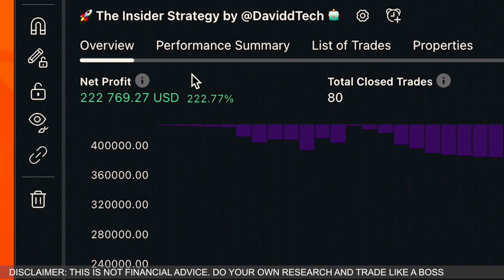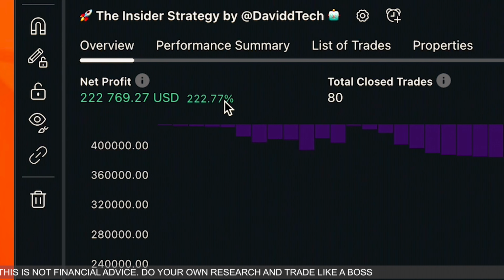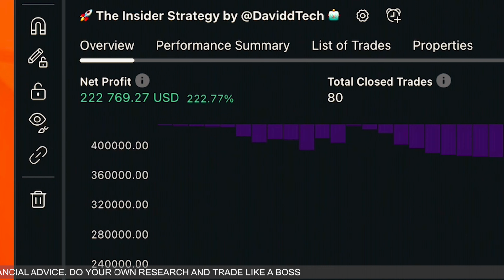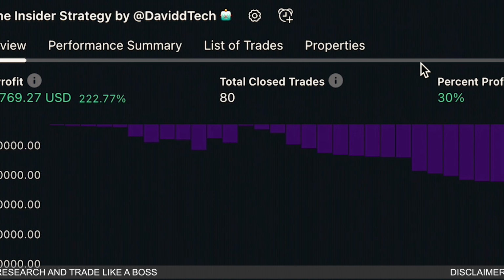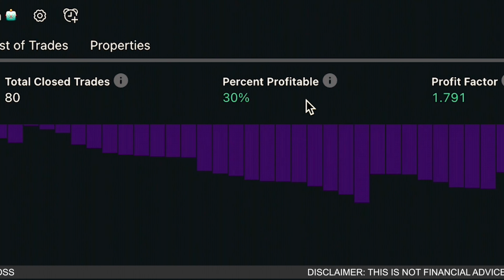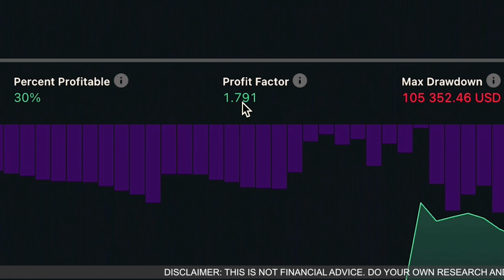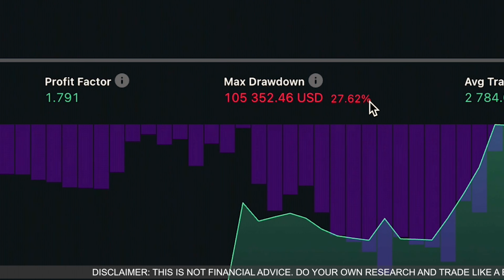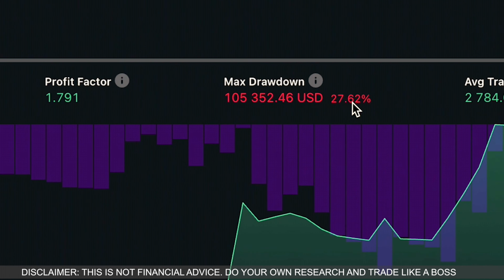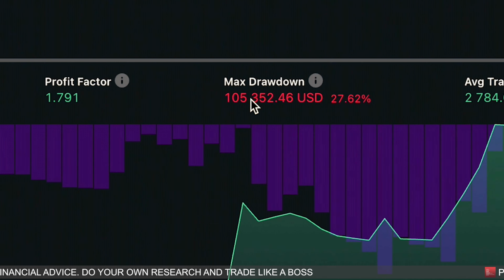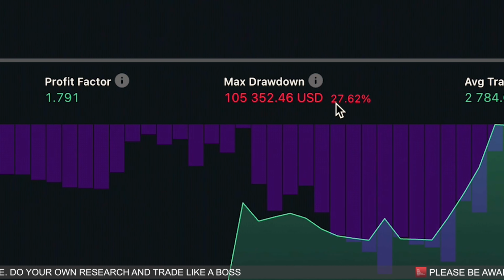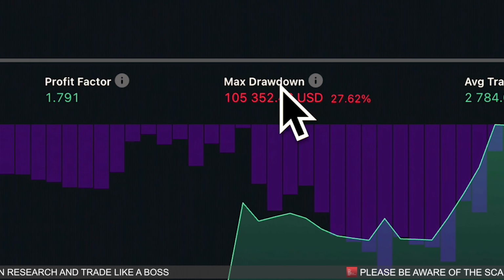As you can see, it has a huge net profit of 222%, which on the 1 minute time frame is amazing. There's 80 trades, which is a good number. There isn't multiple take profits or anything like that, so that is 80 full trades. We have profitable of 30%, so that's the win rate of 30%, profit factor of 1.79. The drawdown was 27%, which is large and high, but we are using quite a lot of leverage on this trading strategy. I'm sure you can get that below 10%. If you didn't use leverage, it'll probably be below 10%.